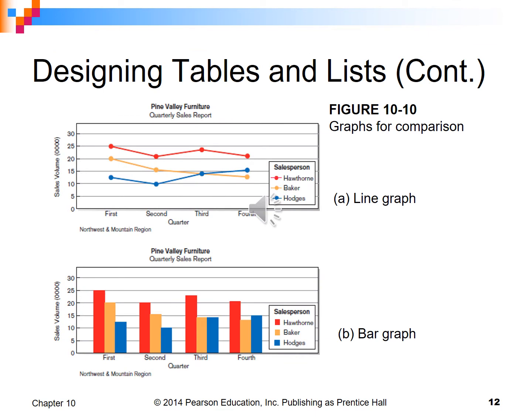Well, here is an example of graphs for comparison. Compare the salespeople, how much each sold in the first quarter, second quarter, whatever. And you see it in either a line graph or a bar chart. You see it for the first, second, third, and fourth quarters. Well, it depends on what kind of graph you want to show.